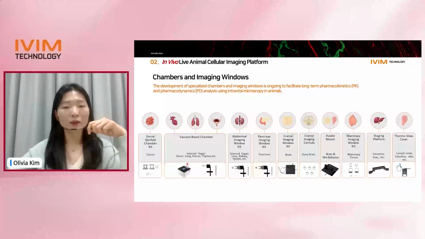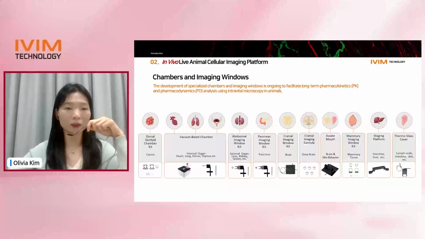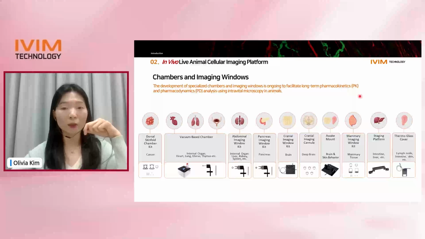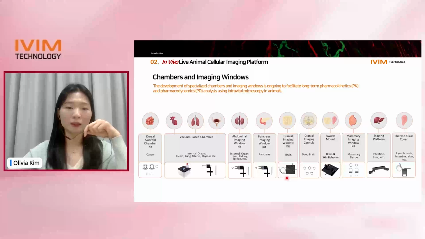iBeam Technologies' intravital microscopes are designed not only for short-term studies, but also for long-term imaging applications. To improve stability and reduce variability, we provide a range of windows and chambers that allow both short-term and long-term imaging in the same animal, resulting in more reliable data. On this slide, you can see a variety of our windows and chambers for different anatomical sites. We have developed customized devices for abdominal organs, as well as for the heart, lung, and brain, each optimized according to the physiological characteristics and surgical requirements of the target organ.